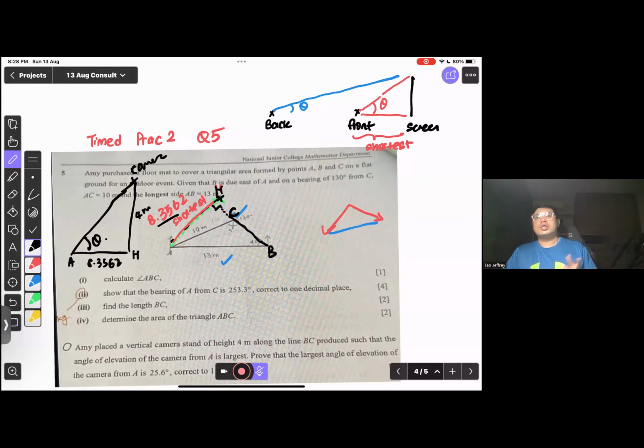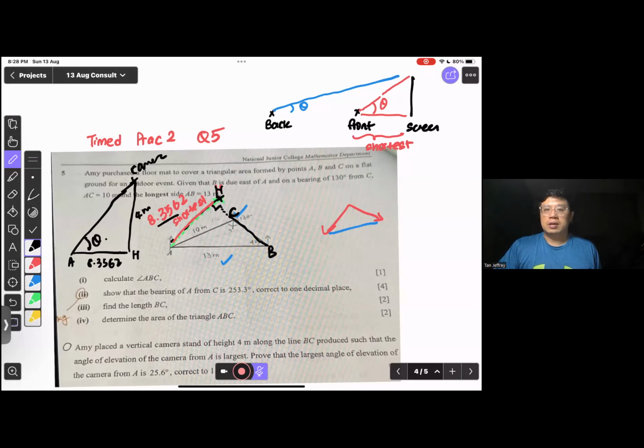Okay, you want to find this angle. So you just use tangent.